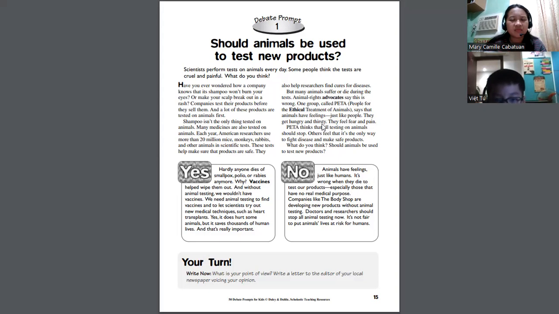They get hungry and thirsty. They feel fear and pain. PETA thinks that all testing on animals should stop. Others feel that it's the only way to fight diseases and make safe products. What do you think? Should animals be used to test new products? All right. Thank you for reading that, Viet.